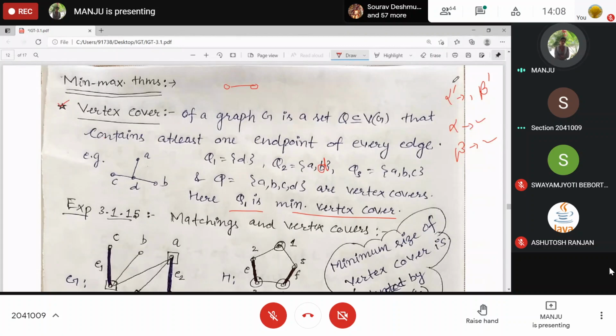And alpha dash G corresponds to maximum matching, and matching is independent edges. So this is your maximum number of independent edges. And beta dash will be your edge cover, that is, the minimum edges to cover all the vertices. Clear?